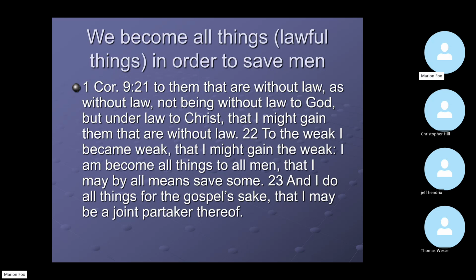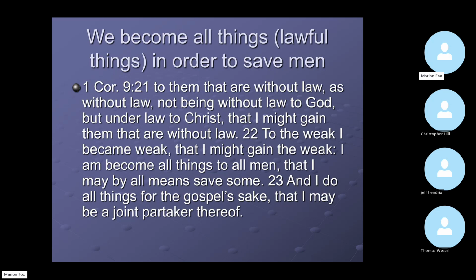And what we see here, Paul doesn't say that I would kill people in order to cause people to be saved. He doesn't say I'd lie to people in order to cause them to be saved, or any other thing. He is saying, I will do what's lawful. I will do what's not sinful. So any of these customs, I'm going to observe them as long as they don't cause me to sin. It won't be an evil custom. "And I do all things for the gospel's sake," all things, but in this context, all things that are lawful, "for the gospel's sake, that I may be a joint partaker."